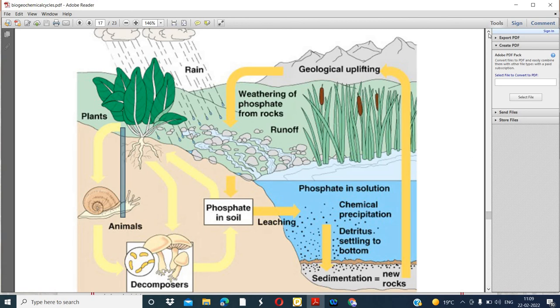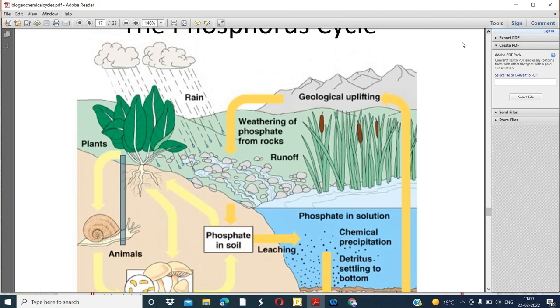So from this figure it is clear. Now the lecture is over.